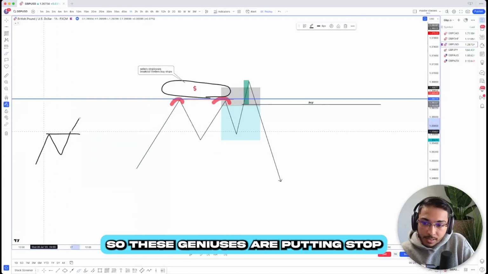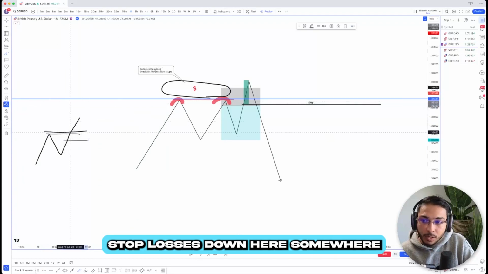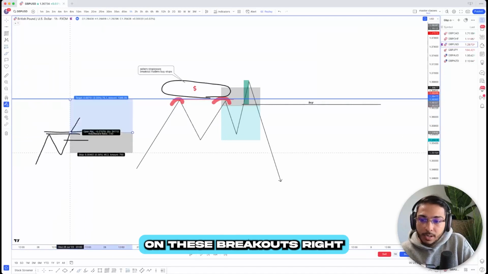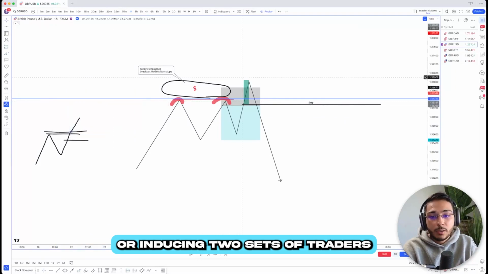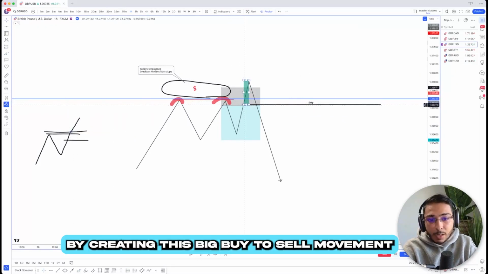So these geniuses are putting buy stops here, stop losses down here somewhere, and they're trying to take trades on these breakouts, right? So what's happening is we're enticing or inducing two sets of traders. We're stopping out the sellers by creating this big buy to sell movement.